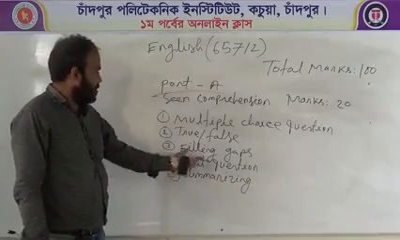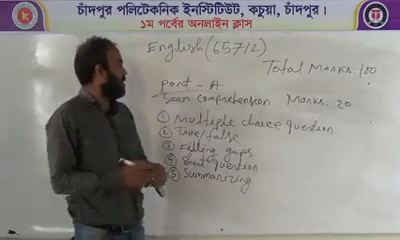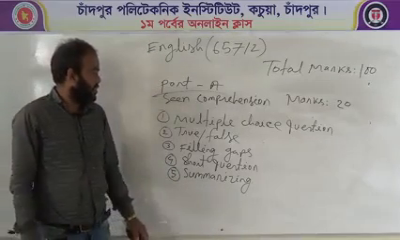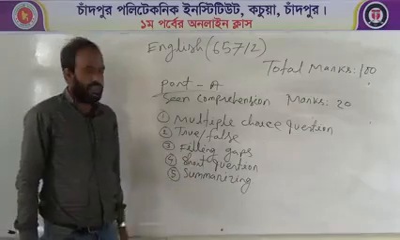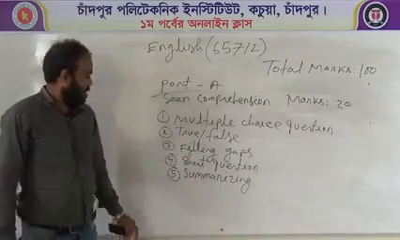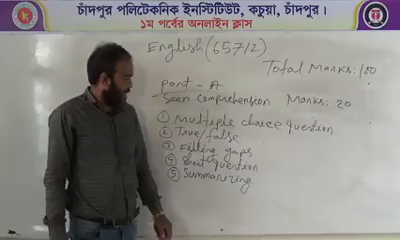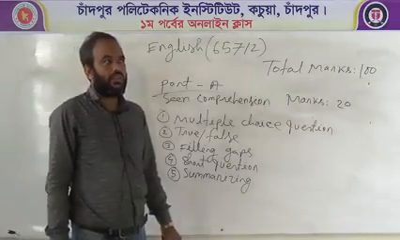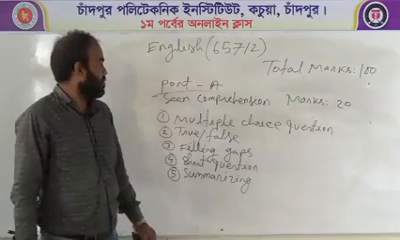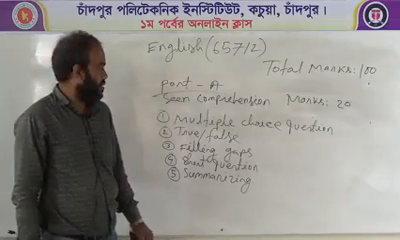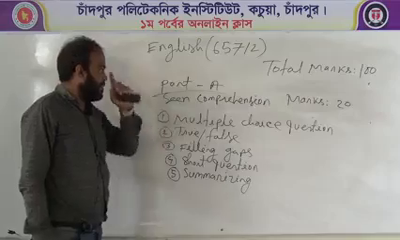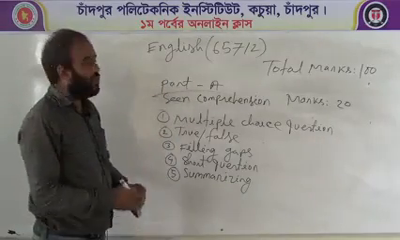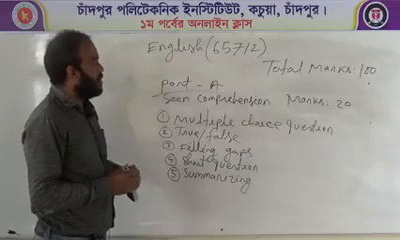Number 4 is short questions. These are questions regarding the passage. You have to answer them with the information of the passage, not out of the passage. Number 5 is summarizing. You have to write the main idea, the sum and substance of the passage, within 5 sentences, not more than 5 sentences. So these are the items you have to deal with in comprehension, for total marks 20.